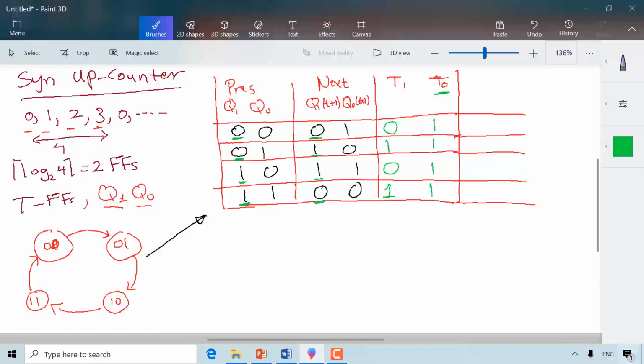Okay, so let's now write the equations for T1 and T0. T0 is 1, very clear.